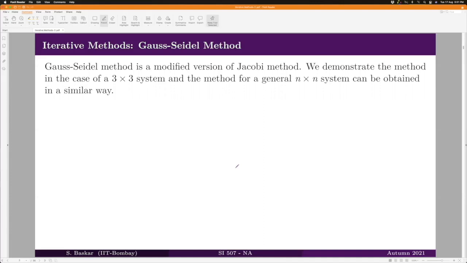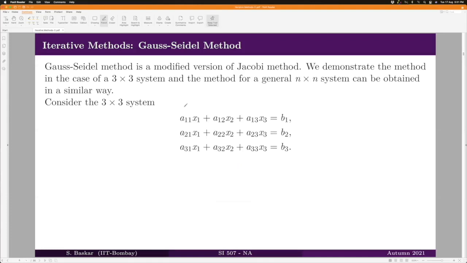Therefore, we will not get into the details of how to derive the Gauss-Seidel method because it is going to be almost the same as the Jacobi method. Rather, we will try to explain the method in the case of a 3 by 3 system, and the general system idea will be exactly similar. Consider a 3 by 3 system of linear equations.